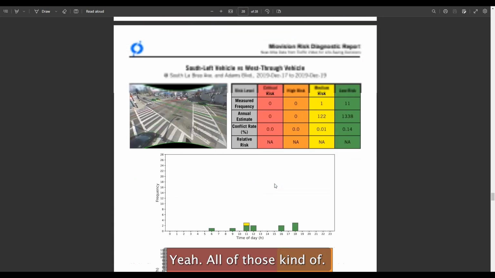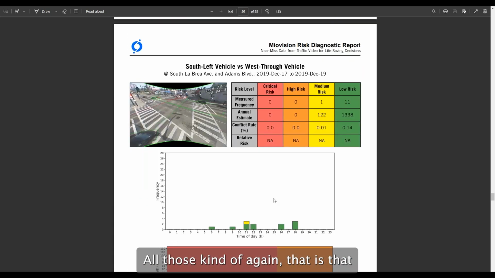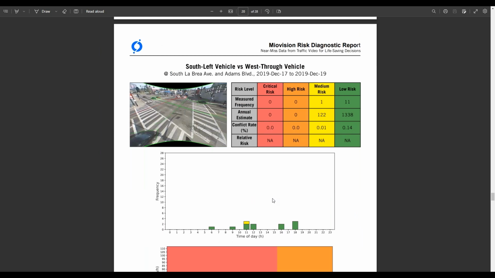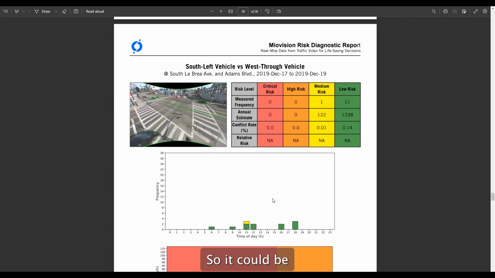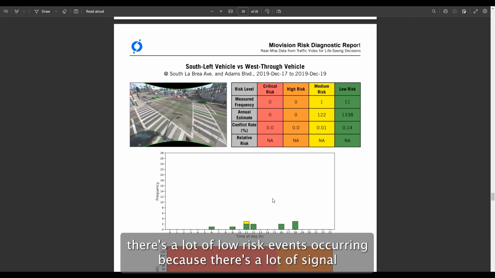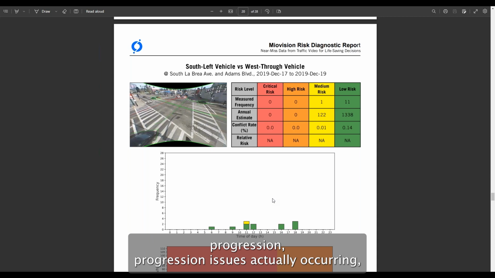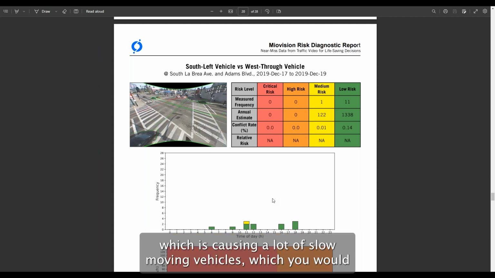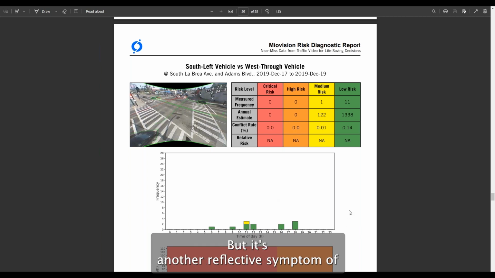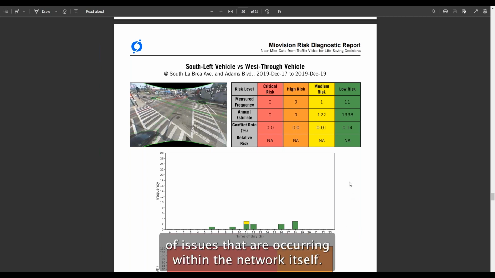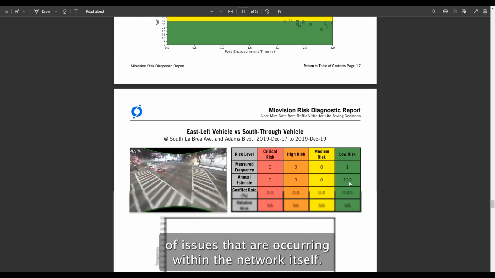All I was getting at is that even from the data, you can see that it could be highlighting different challenges, not just safety challenges. It could be there's a lot of low risk events occurring because there are a lot of signal progression issues, which is causing a lot of slow moving vehicles, where you would countermeasure a different problem. But it's another reflective symptom of issues that are occurring within the network itself.